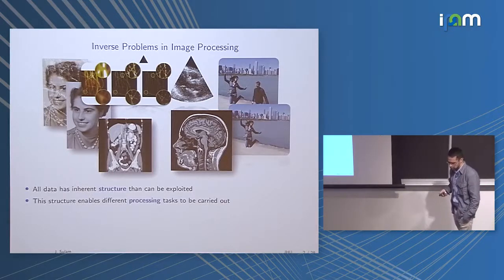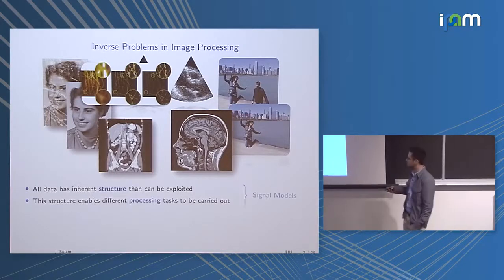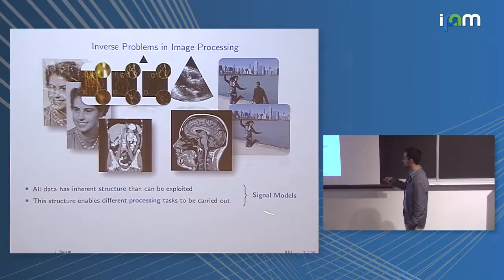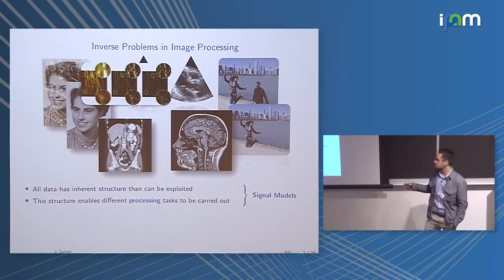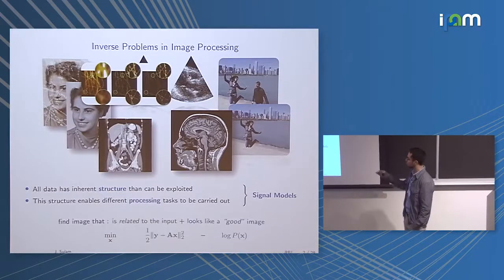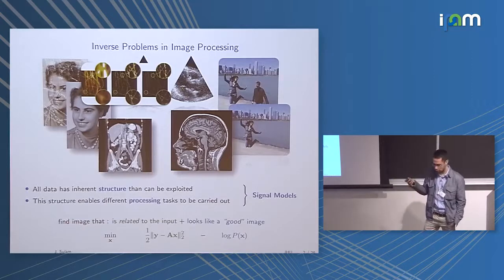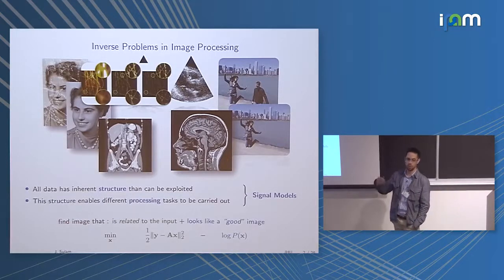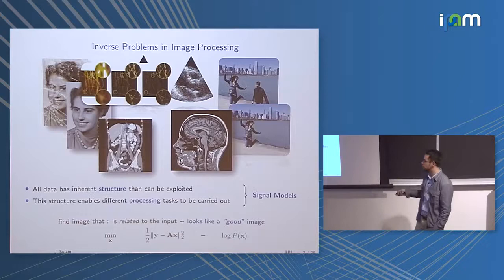And this structure can be characterized in a number of different ways. A very common one is through the formalism of a signal model. And this is a good idea because if you have a model of what your good signals should look like, then you can formulate this problem as an optimization problem where you're minimizing some error term, where you're essentially looking for an estimate that's not too far from the input that you were given, while at the same time being likely under some prior. So having these nice properties that you would expect these signals to have.